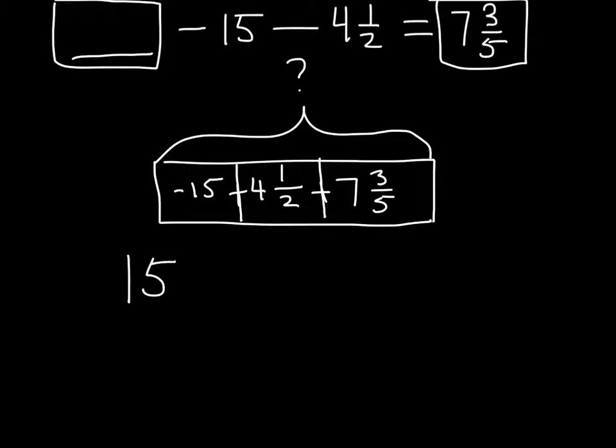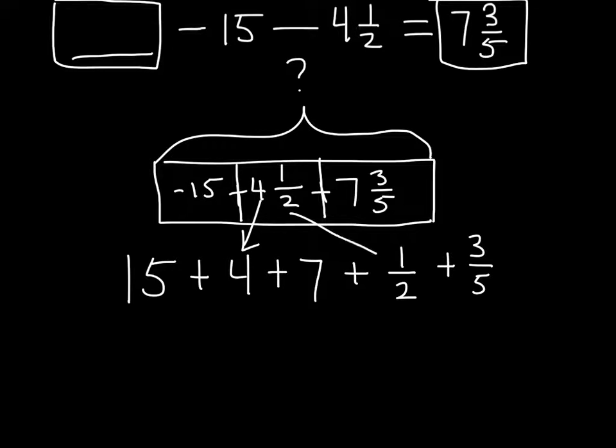So I'm going to rewrite it as an addition problem. 15 plus 4 plus 7, and I'm decomposing my numbers, so I can add all the whole numbers up and then deal with the fractions separately. Got 1/2 plus 3/5 down here at the end. So the 4 I'm adding in here, and the 1/2 I'm adding in here, and the 7 I'm adding in here. The 3/5 I'm going to add in here. That means that I can go ahead and do this part. 15 plus 4 is 19, and another 7 is 26.